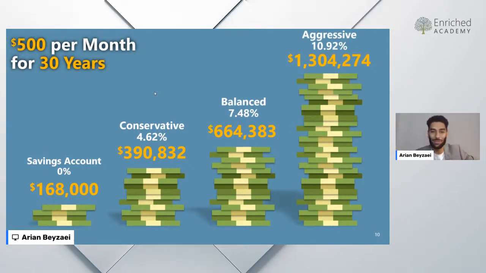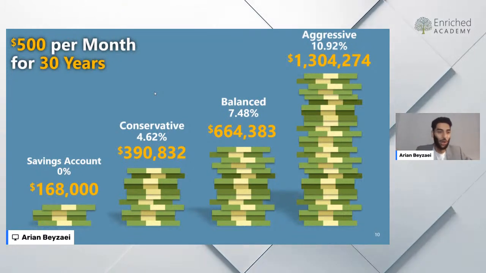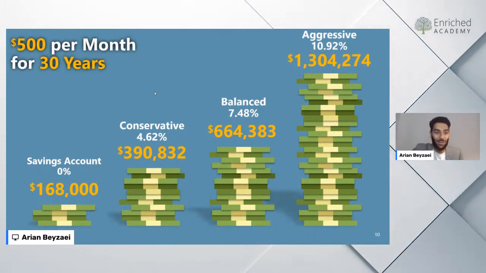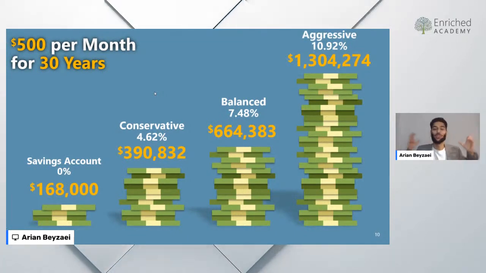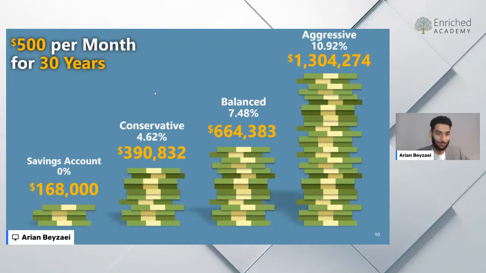It's pretty amazing because you can have the same person at the same job, same income level. It could be your neighbor. You're both saving $500 a month. One ends up with $168,000. The other person ends up with $1.3 million. How? Your asset allocation and your investments.